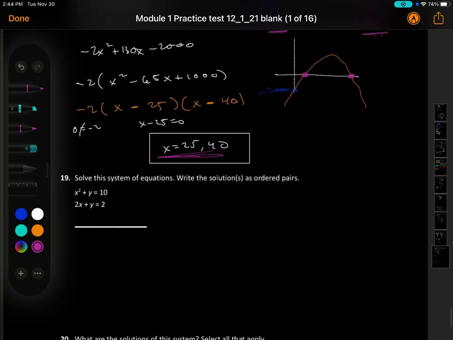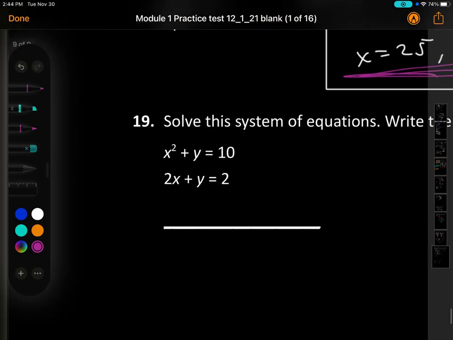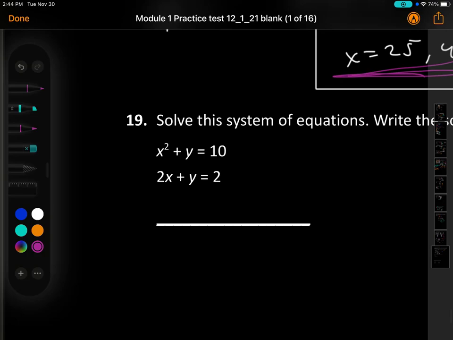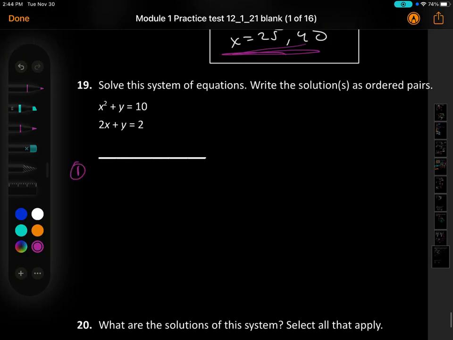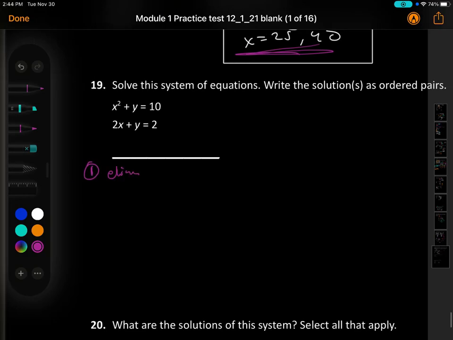Okay, number 19, solve this system. I think substitution is one of the easiest. Elimination would be easy too. I'll show you both. So method number 1, I think the easiest one, is elimination. I'm going to do elimination by taking the first equation, so I'm just going to repeat these.